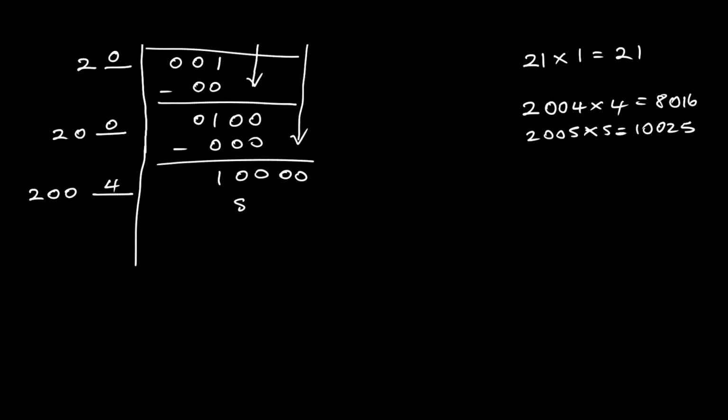So now we would have 8,016 being subtracted from 10,000, and that would leave 1,984. So 1,984 would be left. Now we would continue repeating this process.